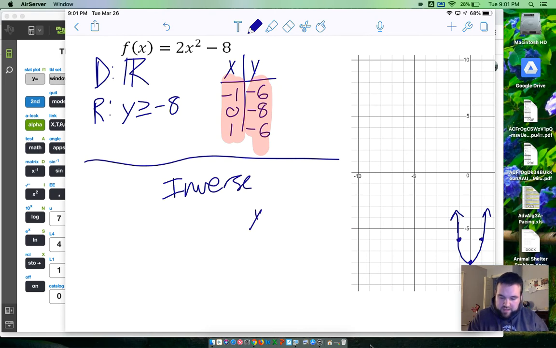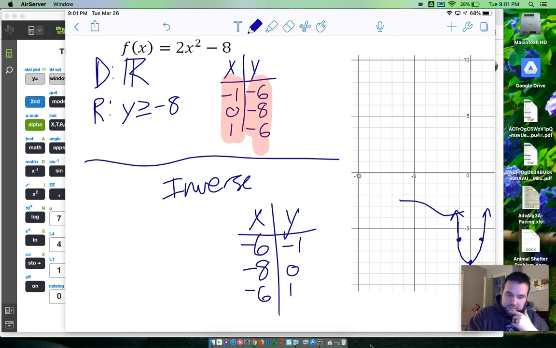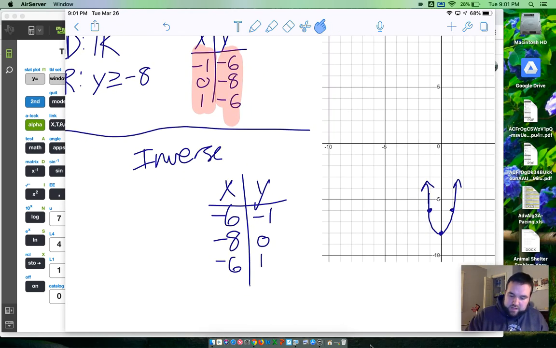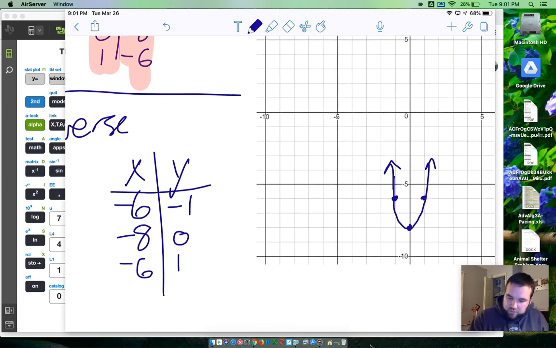I know that the x values are going to be -6, -8, and -6 again. And then the y values will be -1, 0, and +1. If I look here, (-6, -1), (-8, 0), and (-6, +1). Okay, and I can see I get this sideways-looking parabola.